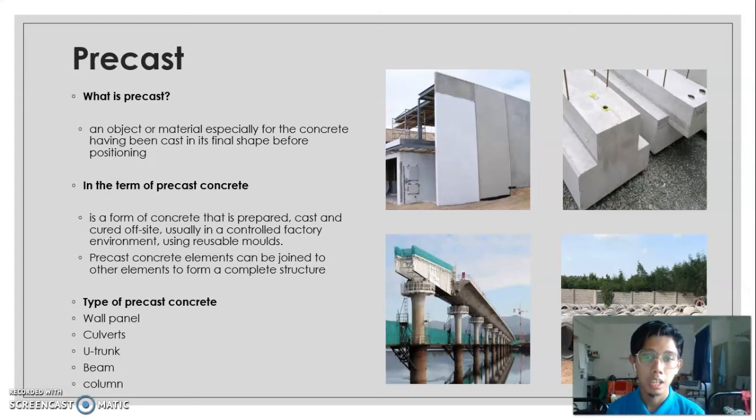Besides, the culvert is also cast in the factory and categorized as precast concrete. This method is chosen to prevent problems from occurring at the site, especially when the construction involves a river or drainage.